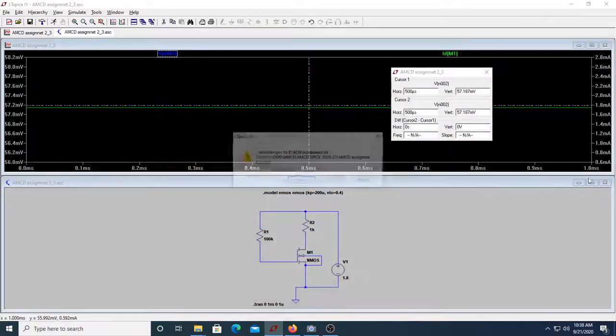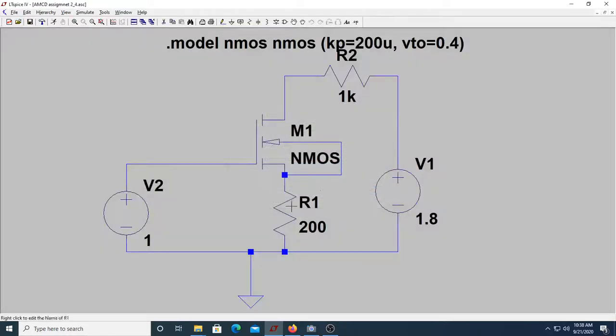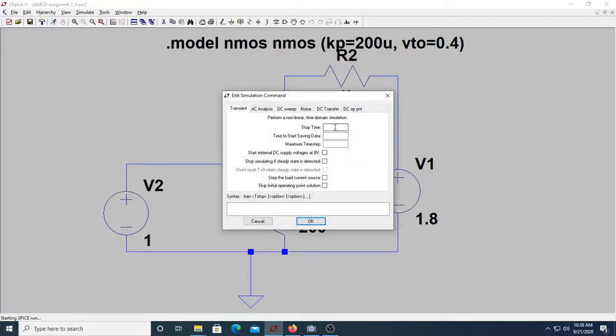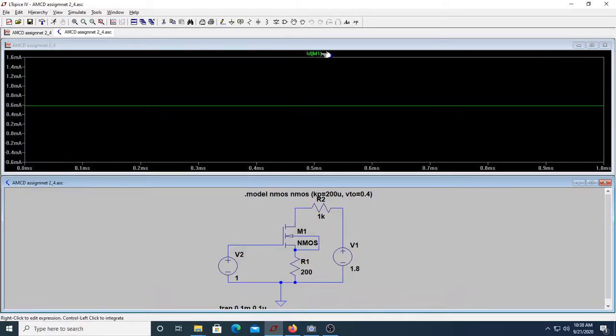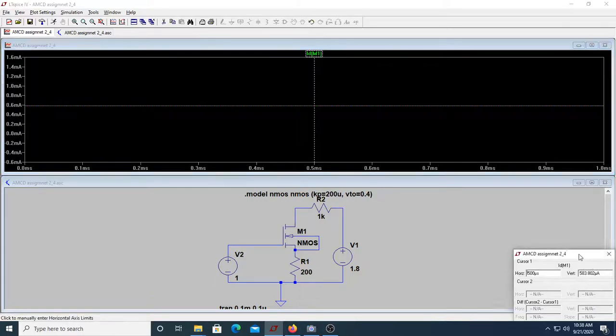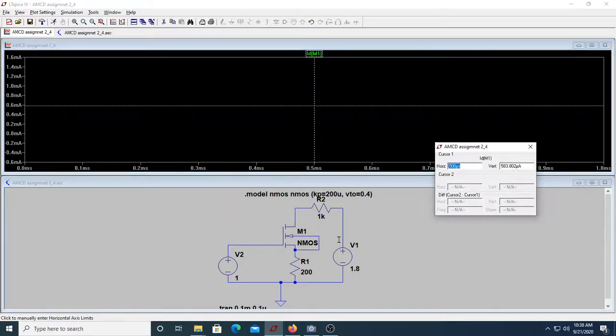Let me just take out this, say yes. Okay, fourth assignment. Okay, this is that expression. I can see I'm shorting this bulk to source so that we'll get the proper values. Let me run it here. Okay, the simulation is done. Let me see what is the current. Current should be 583 microampere. You can see the current is 583 microampere.